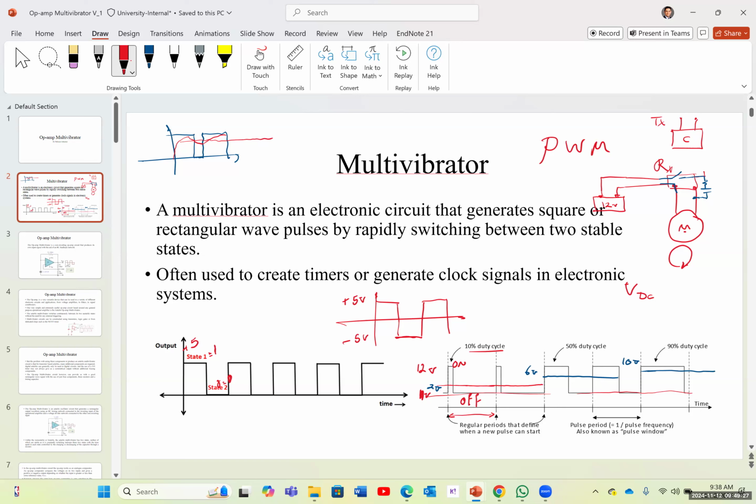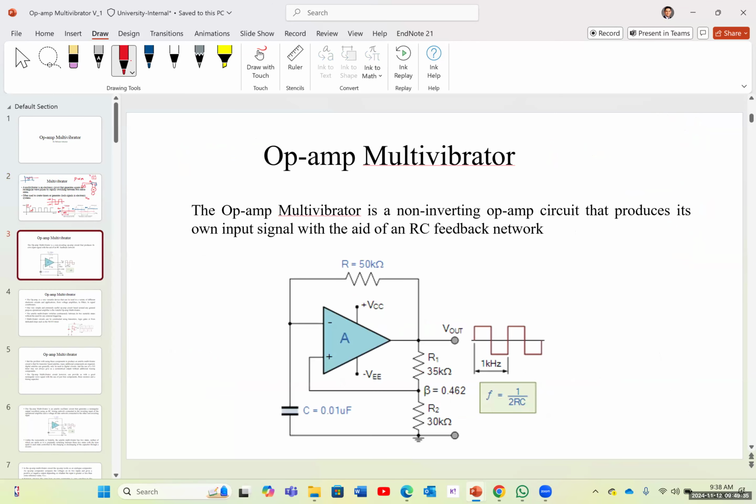And sometimes it just oscillates between positive and negative voltage, depending on the application. By the way, the multivibrator, we can build it out of transistors. We can build it out of a 555 timer, but building it out of an op-amp has a lot of advantages and pros, and I will mention them in this class.